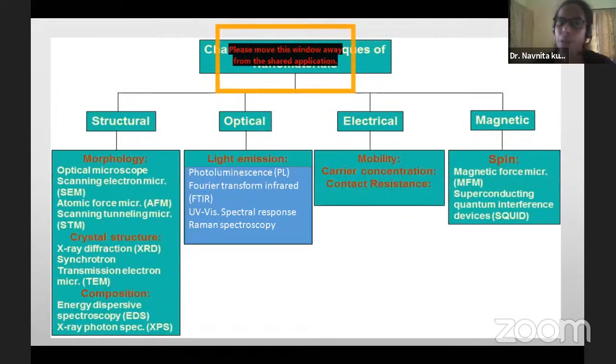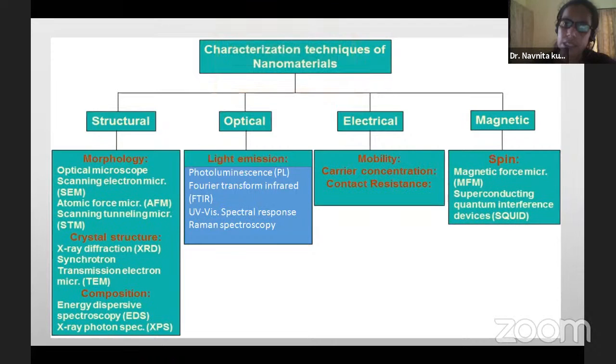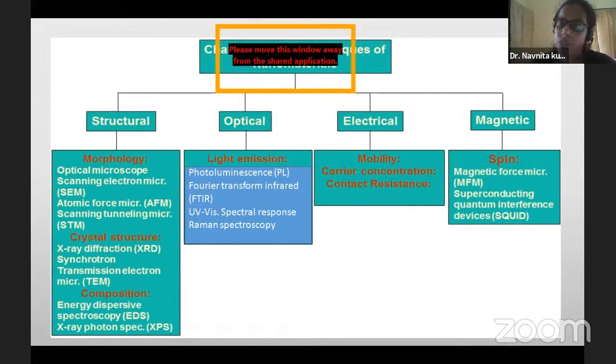First we take the structural characterization, then we move towards the optical. If we are going to make an optoelectronic device, then we must know the optical properties of the nanomaterial which we have to make. So for that, we have to go for the optical characterization of that material. Then the electrical characterization, which covers mobility, carrier concentration, contact resistance, etc. And if we move towards the magnetic properties, we have to take the magnetic force microscopy, MFM, and superconducting quantum interference devices, that is SQUID, also.